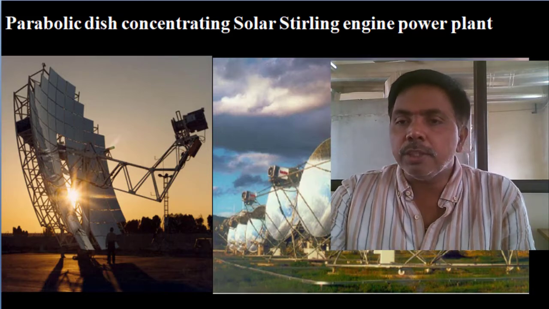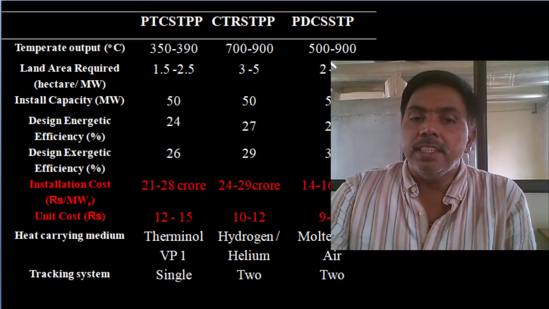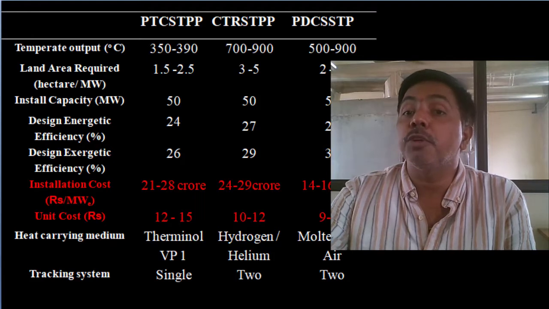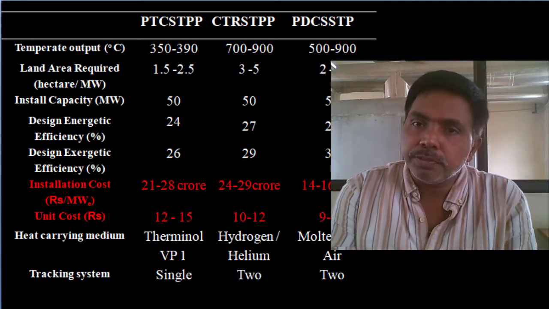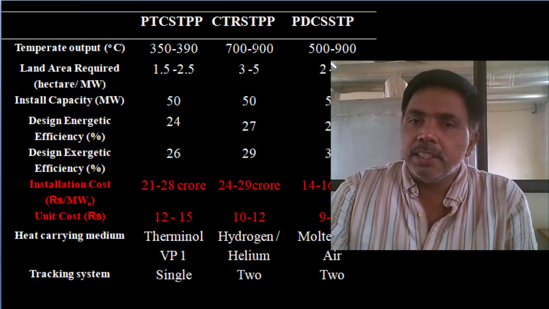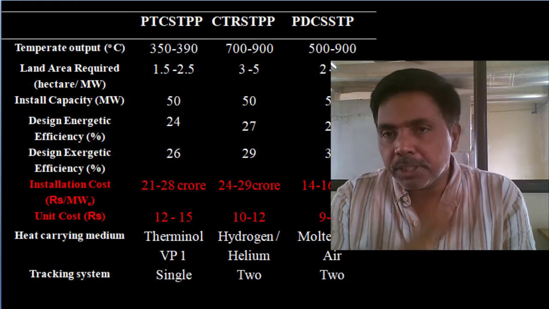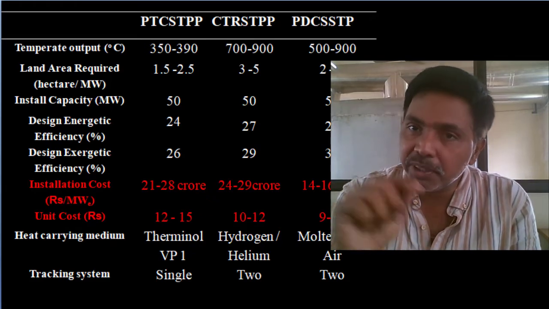Then what is the estimated unit cost? You can see the installation cost of the parabolic trough system is 21 to 28 crores. Solar PV panel is only 2 to 4 crores, and central tower is 24 to 29 crores. Parabolic dish, because this is a decentralized system, is 14 to 16 crores investment cost.